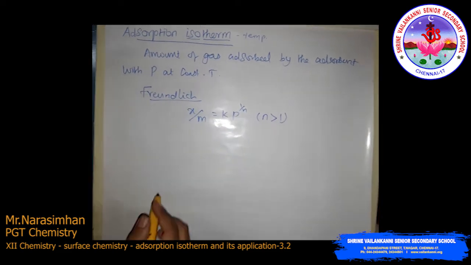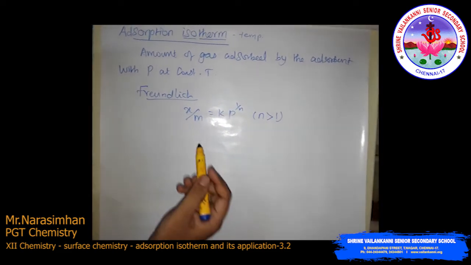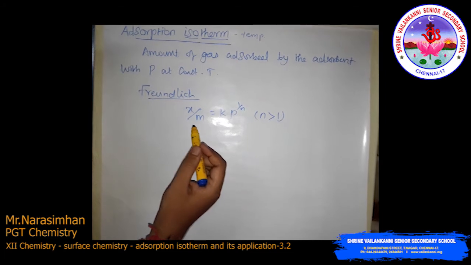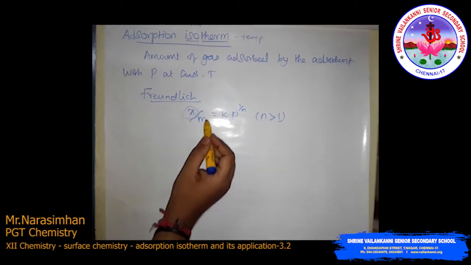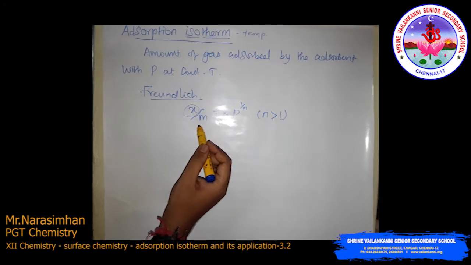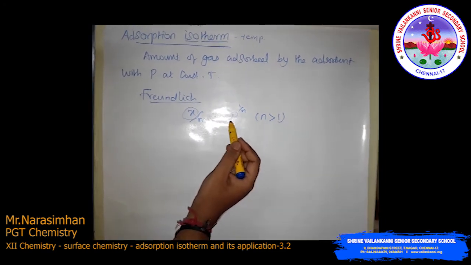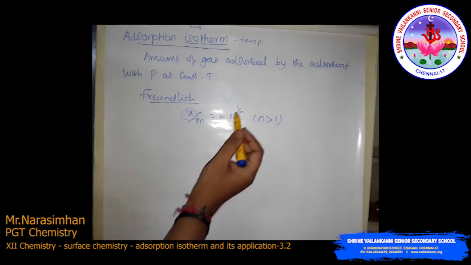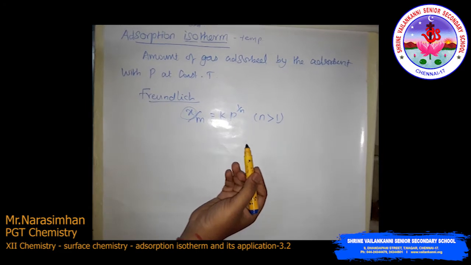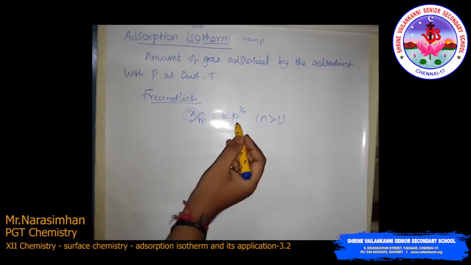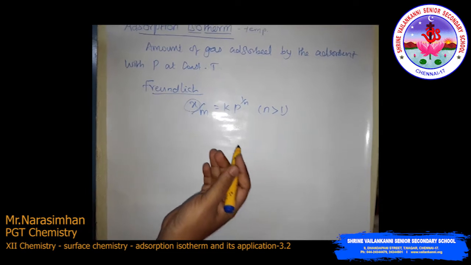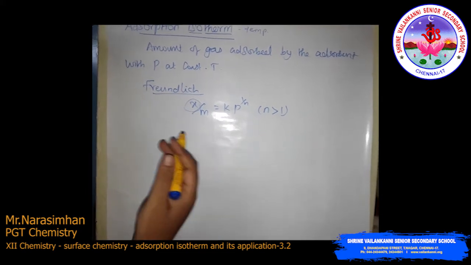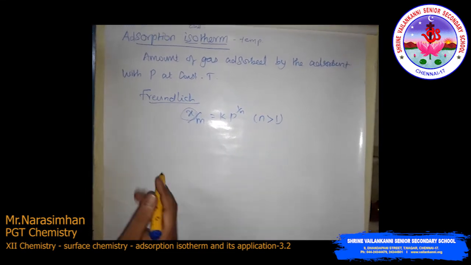Here x is the mass of gas adsorbed, m is the mass of the adsorbent, P is the pressure, and k and n are constants. These constants depend upon the nature of the adsorbent and the gas at a particular temperature. So this is the relationship.